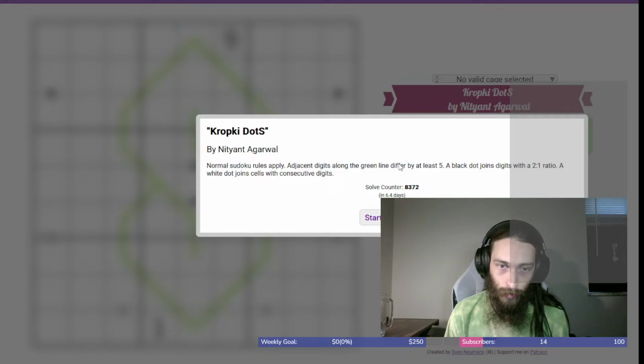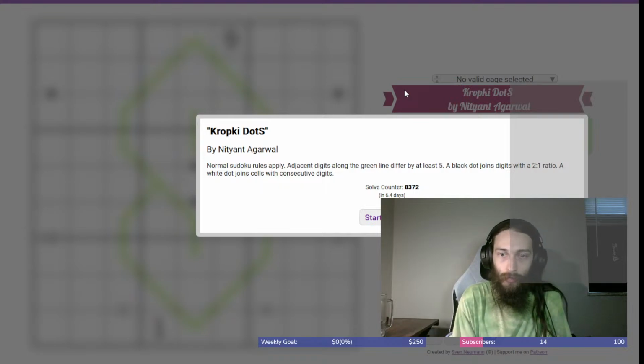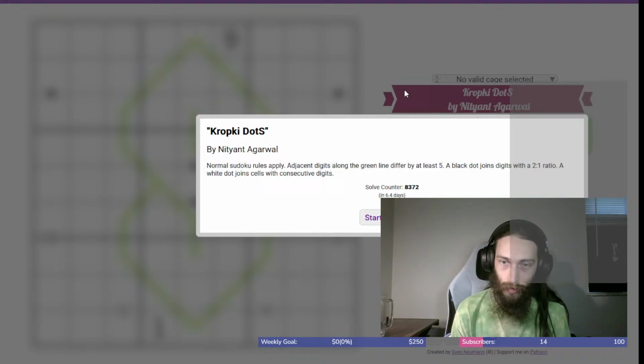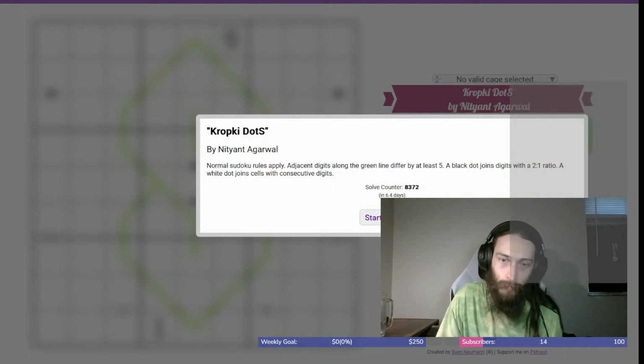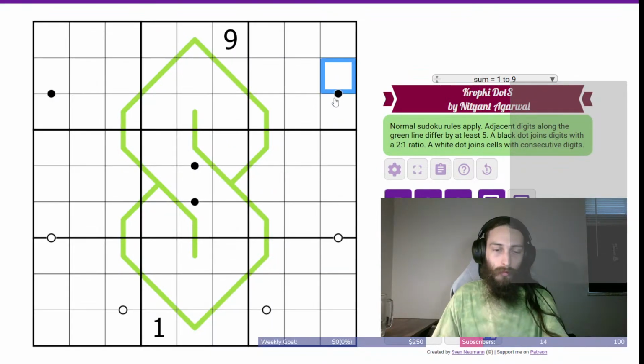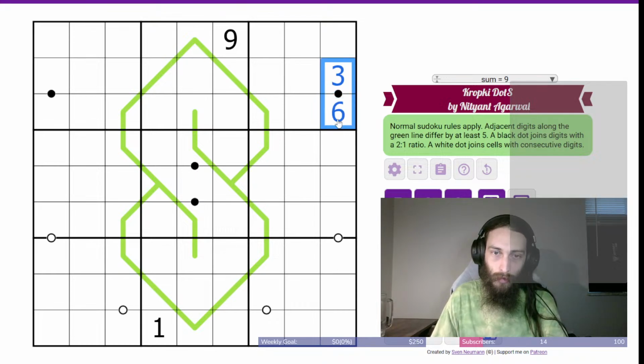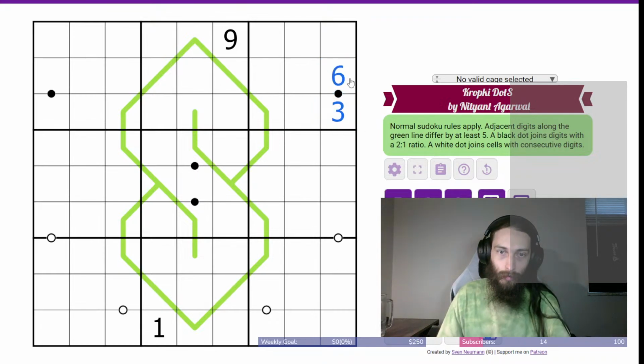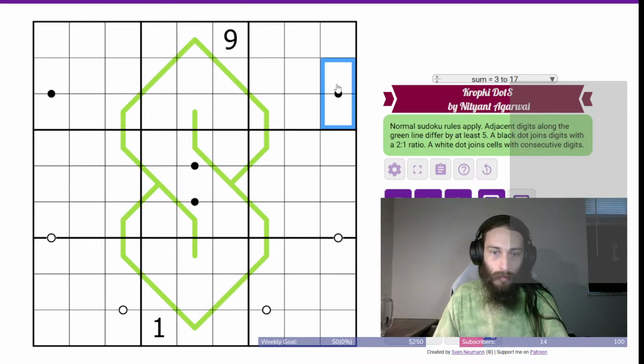Normal Sudoku rules apply. Adjacent digits along the green line differ by at least 5. A black dot joins digits with a 2-to-1 ratio. A white dot joins cells with consecutive digits. Alright, so, these black dots, if I were to say place a 3 here, then 2-to-1 ratio would mean I have a 6 on the other side. It might be the other way around, it doesn't really matter. But that would be an example of that.